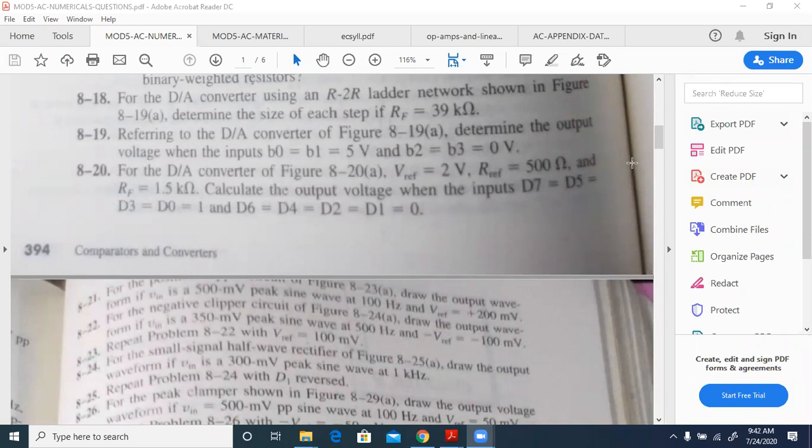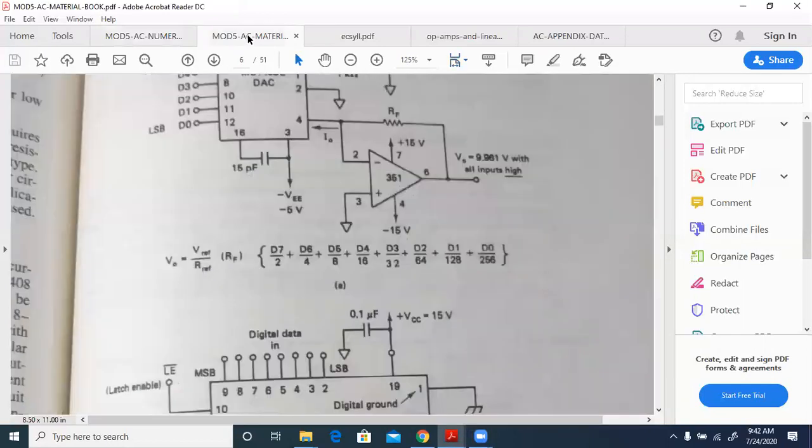So here the binary number will just correspond to 10101001, okay, and that will be 169 decimal equivalent. So there are two ways of handling this. You can find the step size and multiply with that 169 value, or you can directly substitute in the formula which is given over here.